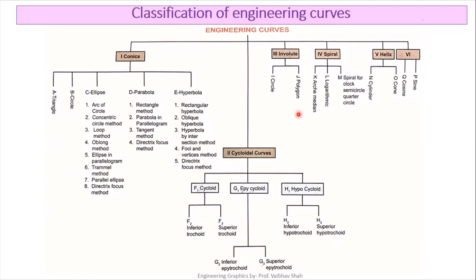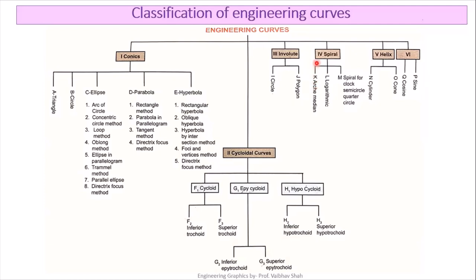Now, let us move to the next curve, involute. Involute can be an involute of a circle or an involute of a polygon. Polygon means triangle, square, pentagon, hexagon. So you will be having an involute of a triangle, an involute of a square, like that.